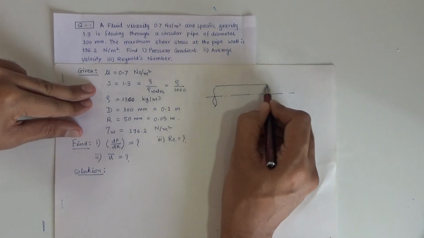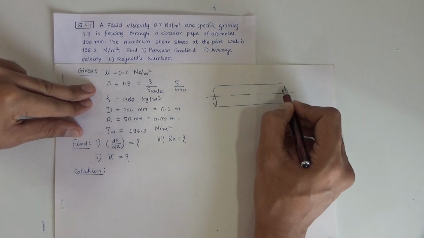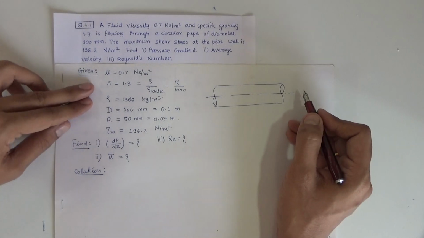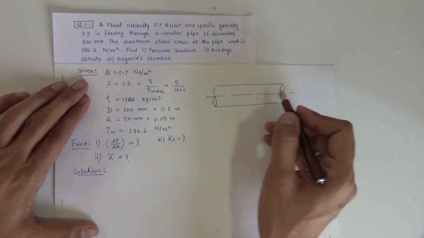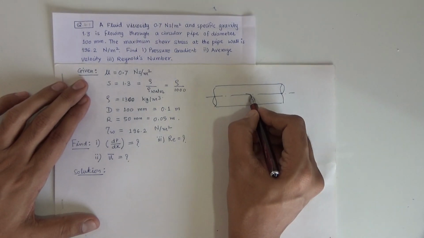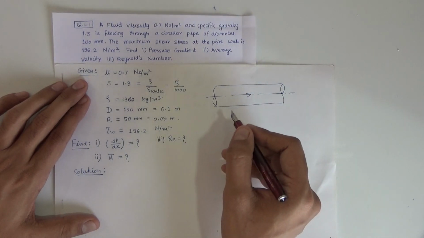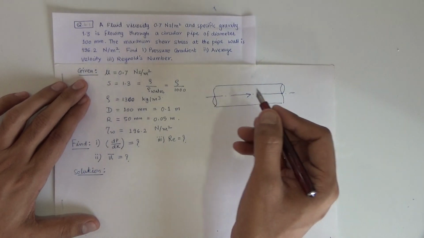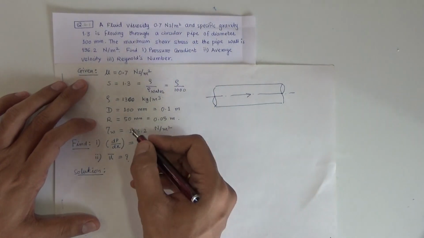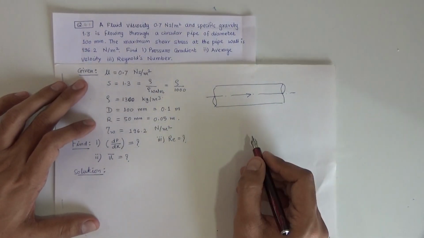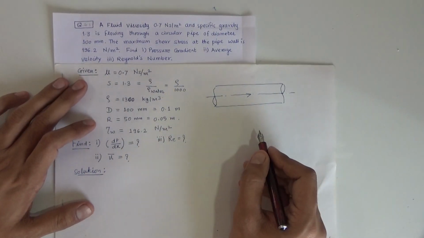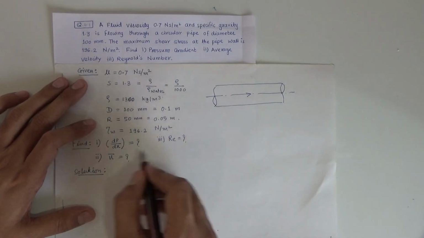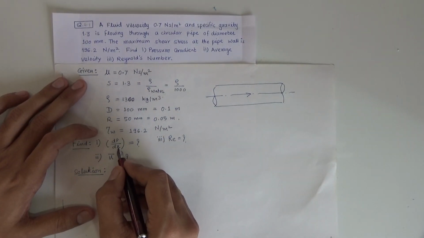Now, here the flow is through a pipe, and viscosity is given, everything is given. So they are asking us to find the velocity profile and the average velocities. So we'll go for the first one, which is dp by dx.